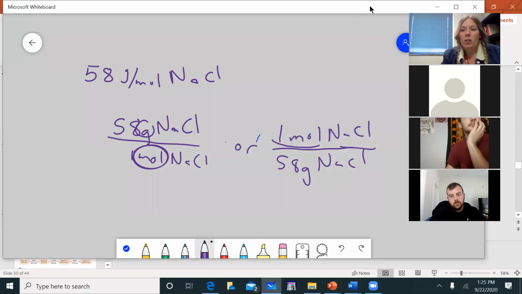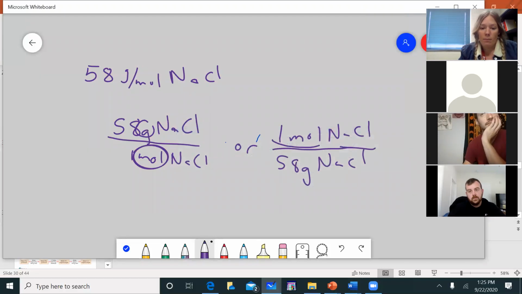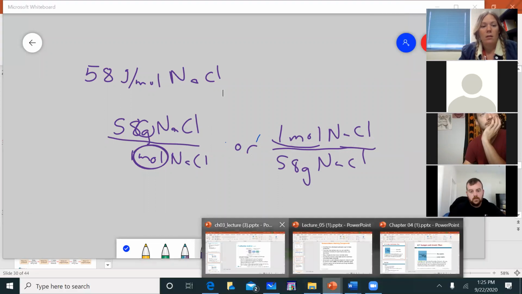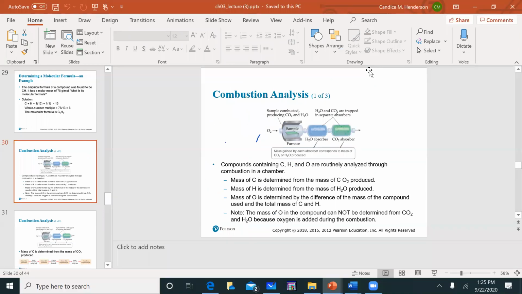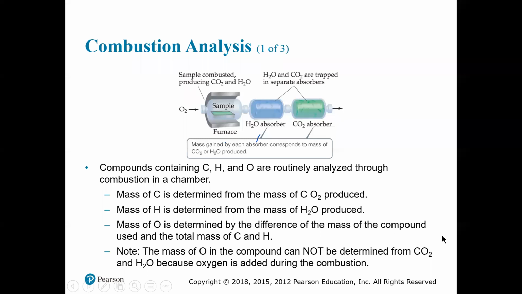So a real life application to these things is when we do a combustion analysis. So here's a picture of a combustion analysis. So I've got a sample of some sort of hydrocarbon. We could say that it's some sort of carbon, hydrogen, oxygen mixture. It could be like inorganic material. Maybe it's like part of an apple or something.